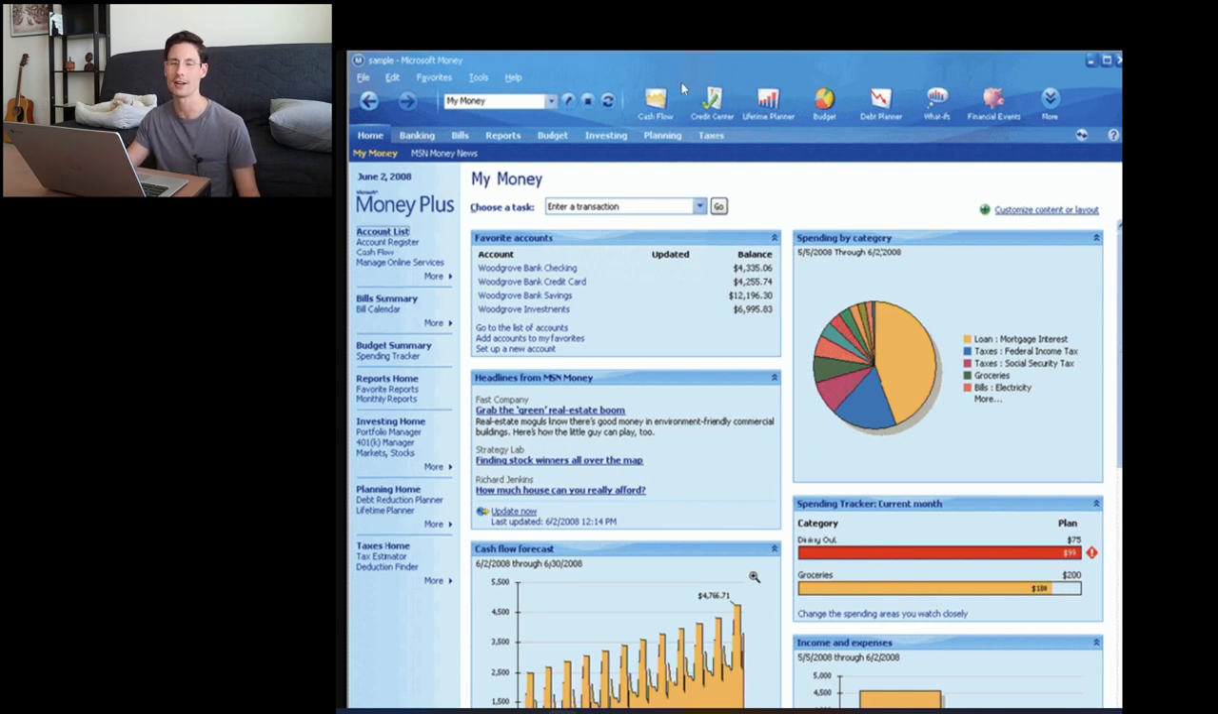So the cash flow we talked about, the credit center gives you an idea of what's going on with your credit score. Lifetime planner, very useful in terms of retirement planning and other events. Then of course the budget, right? The heart of personal finance software generally, to be able to put that together and then track your progress against it. It had a debt planner if you were paying down debts, what-ifs, and other events that you could put in here as well.